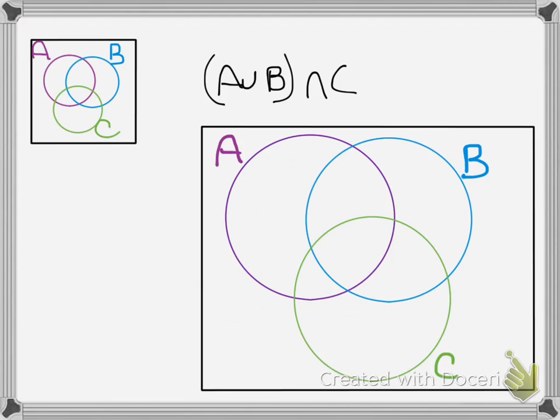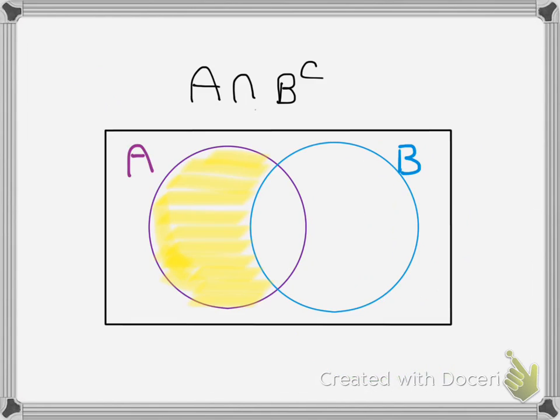All right, so now we're going to get tricky. Now we're going to look at what we have when we have the intersection of the union of A and B with C. So in order to do this, we may want to have a smaller diagram right here.